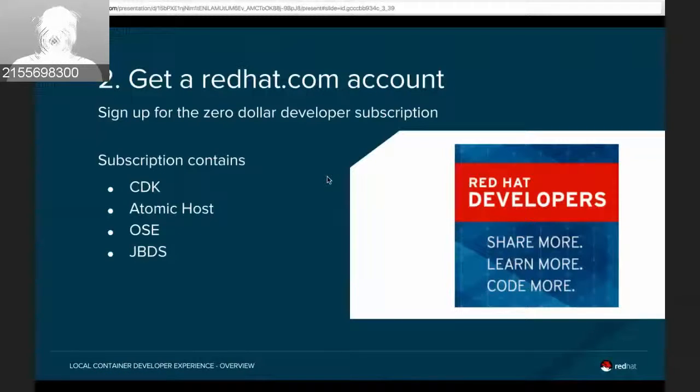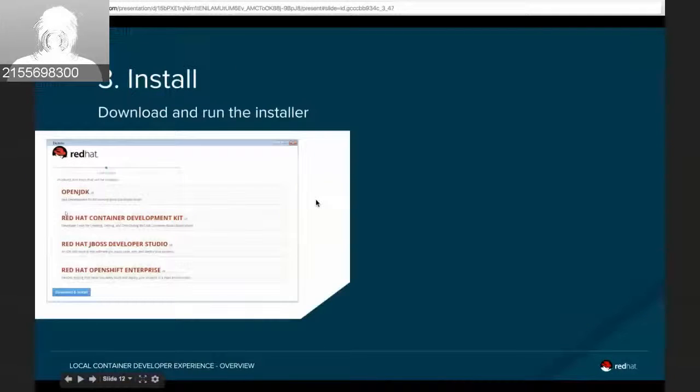This $0 developer subscription is totally free to anybody who wants to use our software for development. The subscription will contain the CDK, Atomic Host, OpenShift Enterprise and JBoss Developer Studio, all the components you need to get started. This subscription isn't quite launched yet, which is going to make it somewhat hard to use right today, but like I said, we're working on all of these items and getting them done. If we go to slide 12, please.